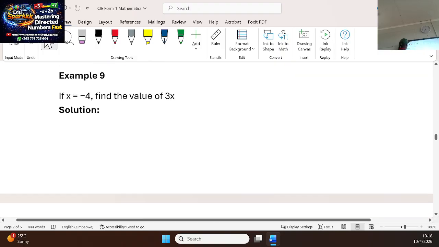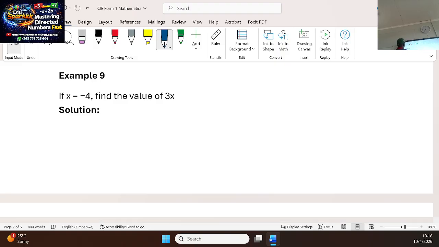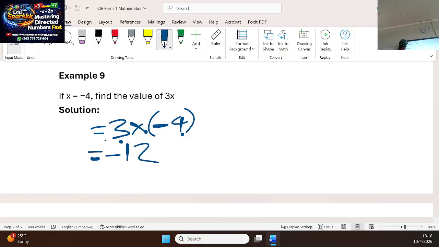Then moving to substitution, we're interested in finding the value of 3x when x is -4. So we're going to say equal to 3, and we multiply by whatever value that x takes. When it's negative, it's important to surround it by brackets. So we are multiplying negative and positive. Our result will be negative. 3 times 4 gives us 12.